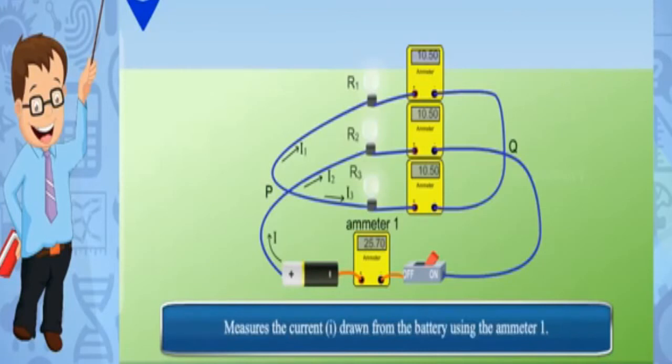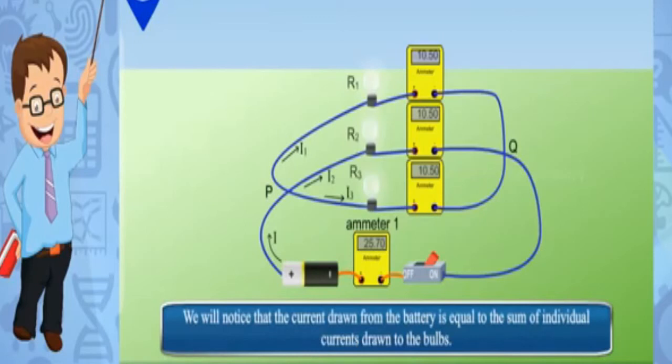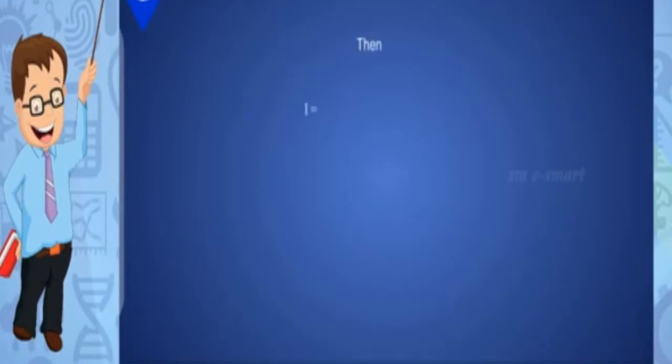Measure the current, denoted by I, drawn from the battery using ammeter 1. We will notice that the current drawn from the battery is equal to the sum of the individual currents drawn by the bulbs. Then I equals I1 plus I2 plus I3. Let us consider it as equation 1. Equivalent resistance of a parallel connection.